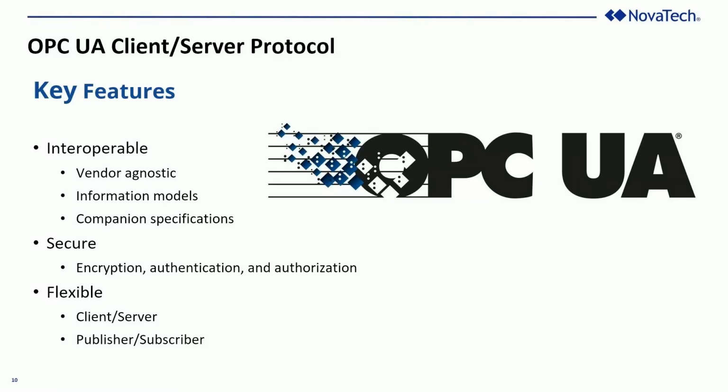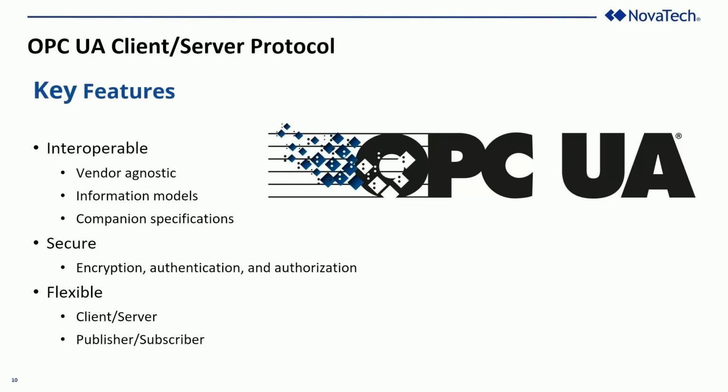We can have both client and server messaging, and you can also have publisher and subscriber. The details behind that: client and server works just like a regular DNP3 protocol. You have a server that's serving out data, and you have the client accessing that data.